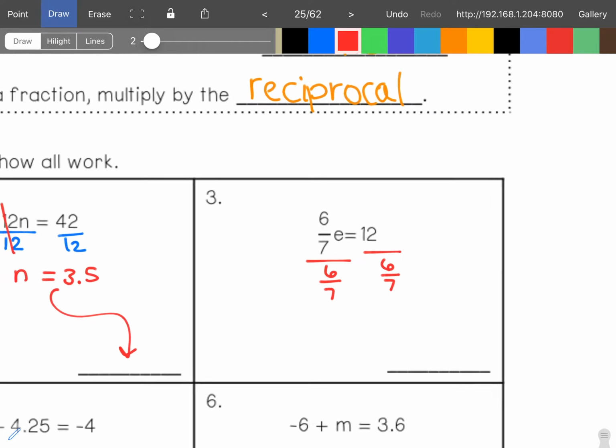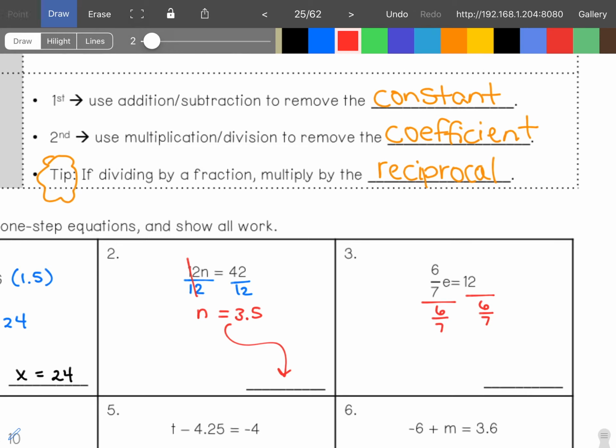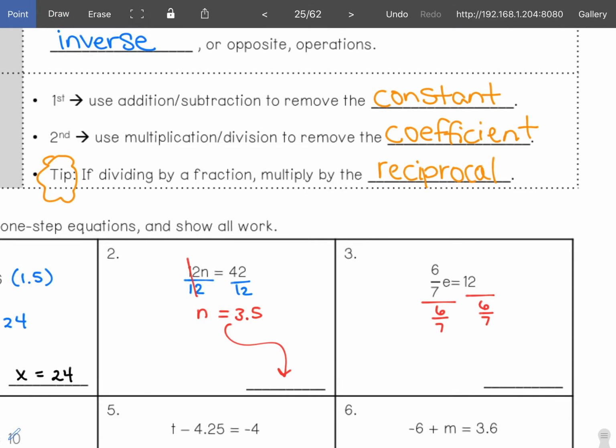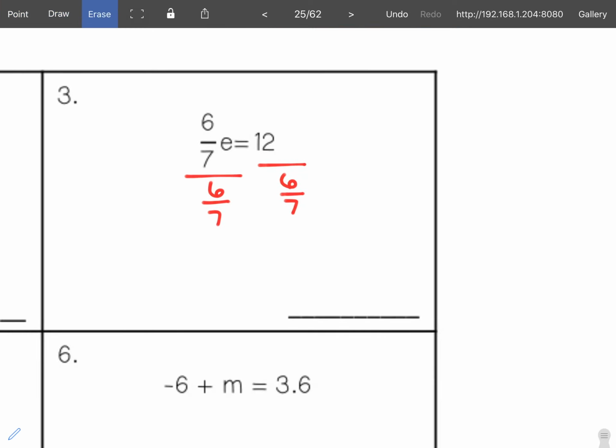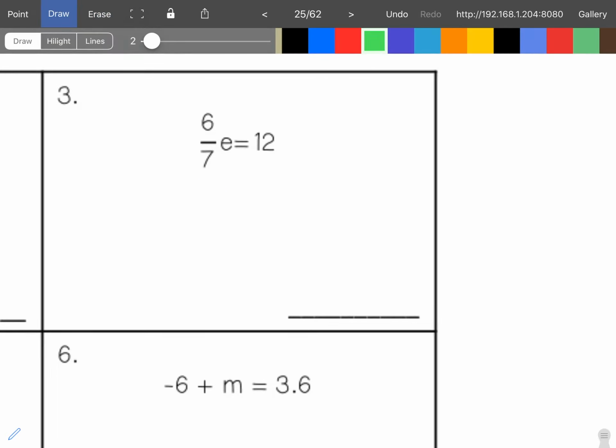That starts to look a little tricky. If we go back up here to our helpful tip, it says that if we're going to divide by a fraction, that is the same thing as multiplying by the reciprocal. So instead of dividing by a fraction, we can actually multiply by the reciprocal, which is just flipping the fraction. So it would be 7/6.